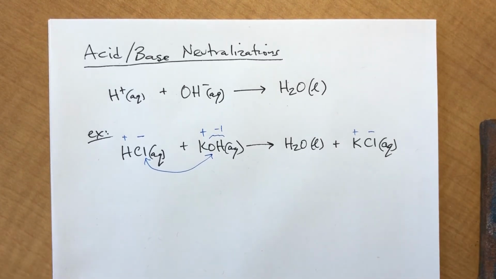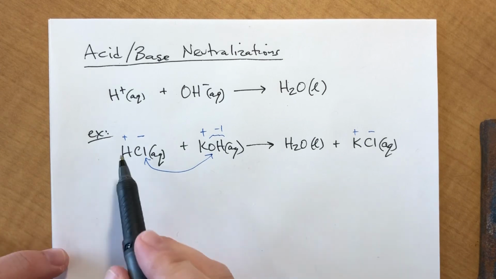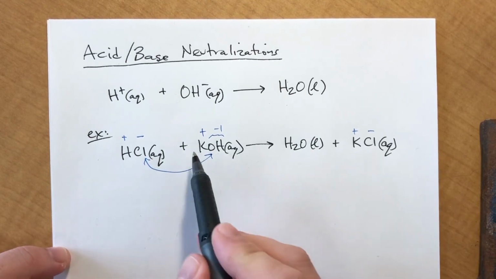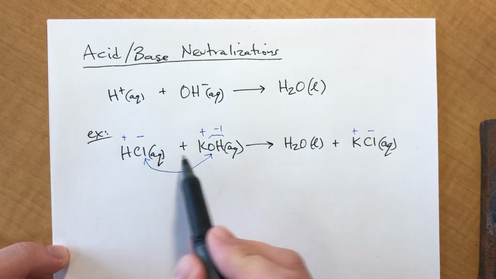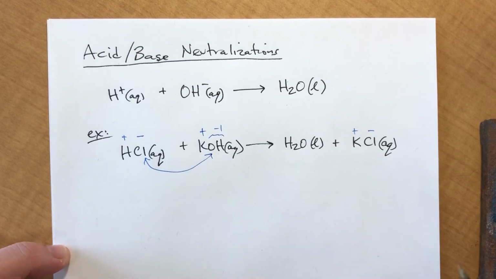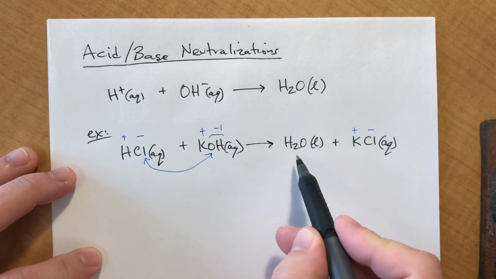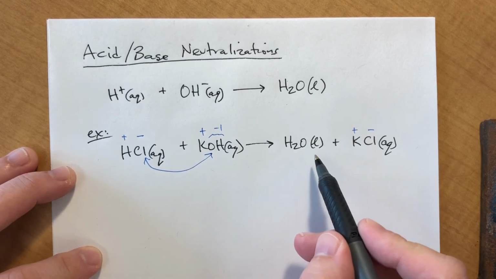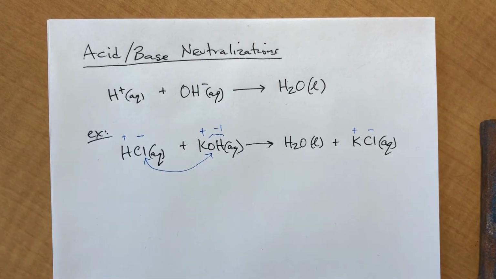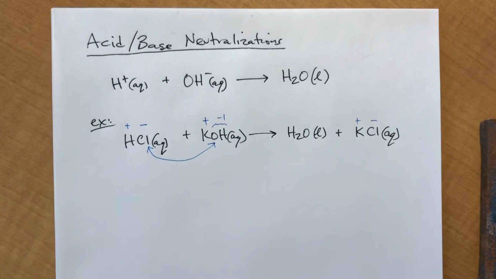And then the last step would be to balance this. Well, we have 1 Cl, 1 Cl, 1 K, 1 K, 2 H's, 2 H's, 1 O, 1 O. Everything's balanced. This one is particularly easy. I intentionally started with an easy one. But you'll see that it's the same process, but instead of getting a solid, instead of getting a precipitate, we get a liquid. Okay, let's try a few more.